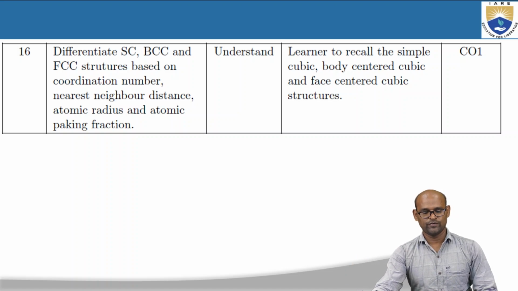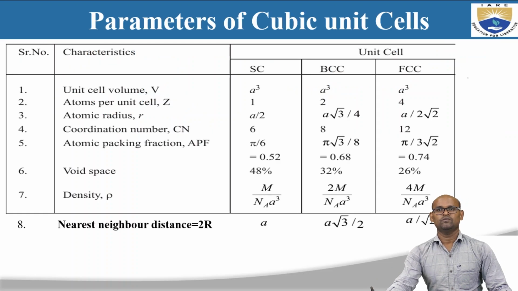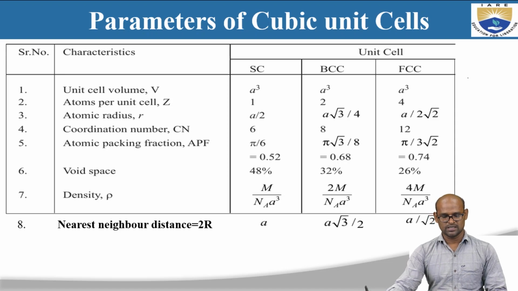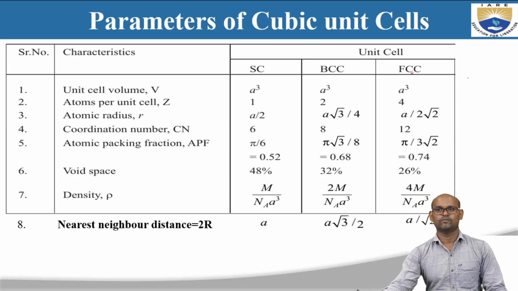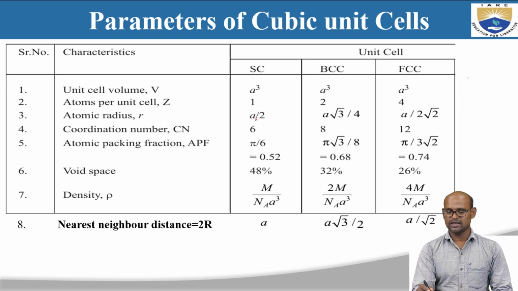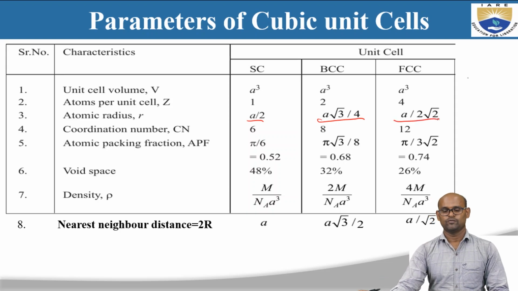So the 16th question is differentiate simple cubic, body centered cubic and face centered cubic structures based on coordination number, nearest neighbor distance, atomic radius and atomic packing fraction. Yeah, so this is a tabular form for these different parameters of simple cubic, body centered cubic and face centered cubic unit cells, right? For example, volume is A cube for all these three different unit cells, whereas atoms per unit cell, Z, is 1 for simple cubic, 2 for body centered cubic and 4 for face centered cubic. Atomic radius is A by 2 for simple cubic, square root 3 by 4 into A for BCC, and A by 2 root 2 for face centered cubic.